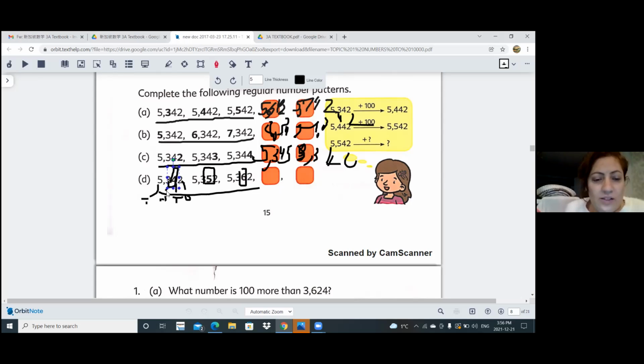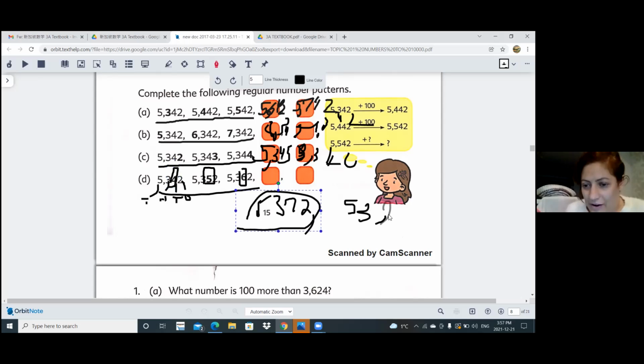So look, I started out with 5,342. I moved up to 5,352. I move up again for 5,362. What's next? 5,372. And after that? 5,382. Not 5,392. Let's not count our chickens before they hatch, right? Ever heard that one?